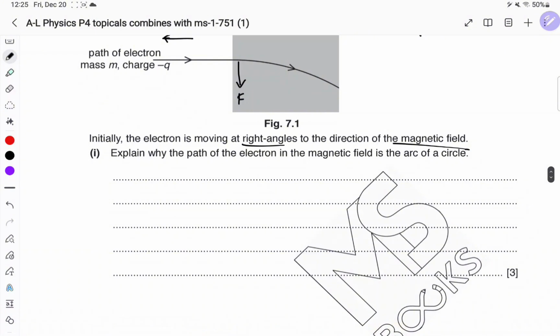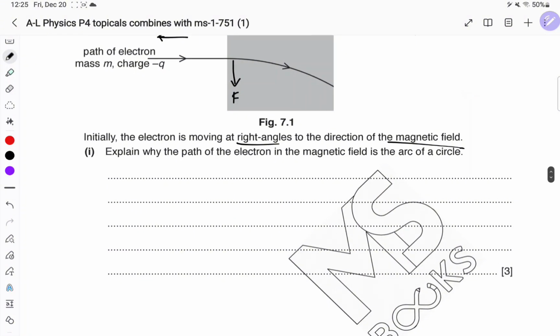Explain why the path of the electron in the magnetic field is the arc of a circle. In basic knowledge, in circular motion the direction of motion is constantly changing, and we have a centripetal force acting towards the center of the circle. They are perpendicular to each other.